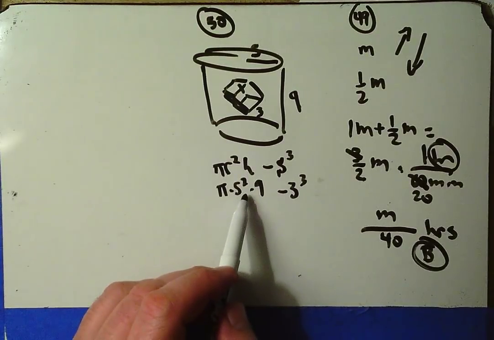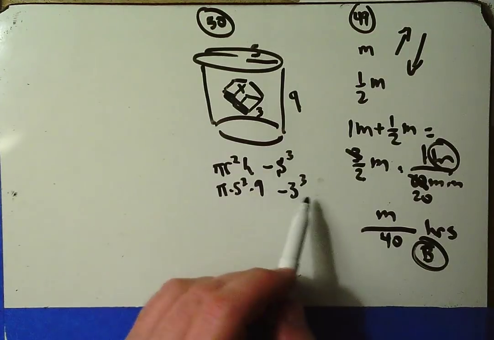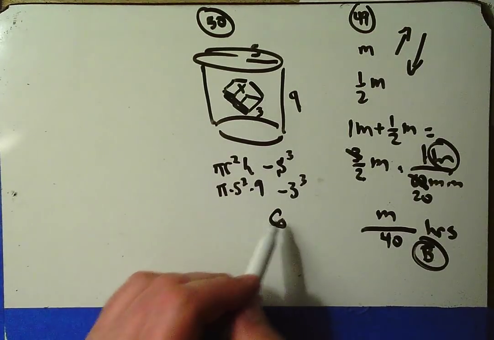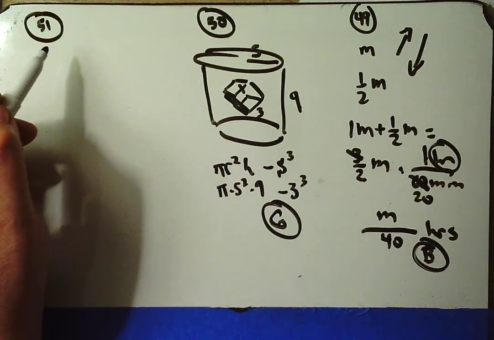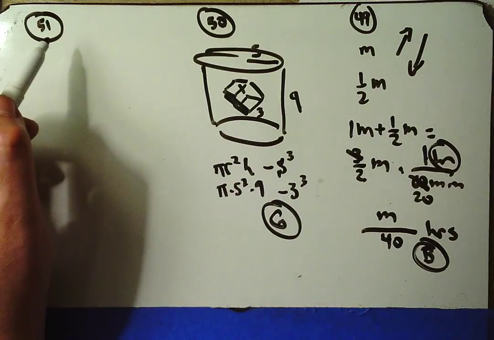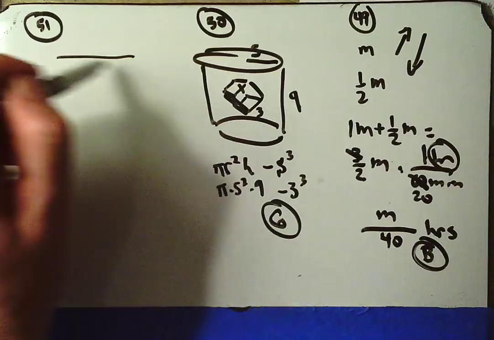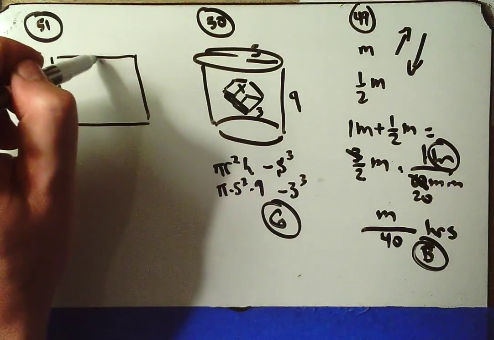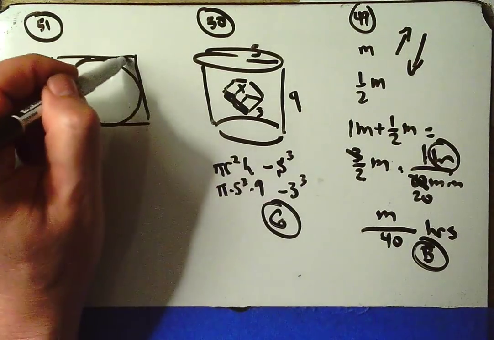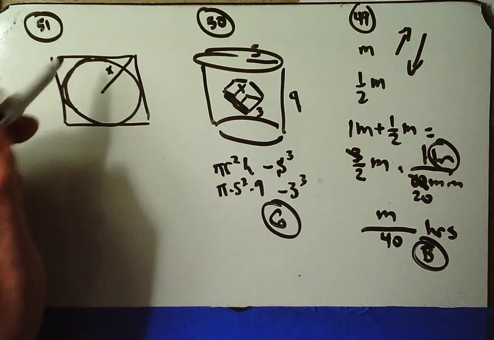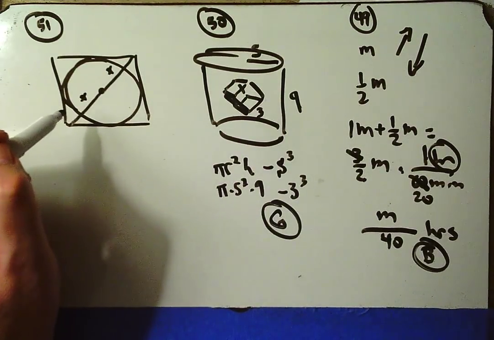And which choice is this? Well, that looks like pi, 5 squared, and a 9, and then minus 3 to the third. That's choice G. 51. 51 says, circle inscribed in square, x is the distance, so we know that this is x. If we went out the other side, this would also be x.